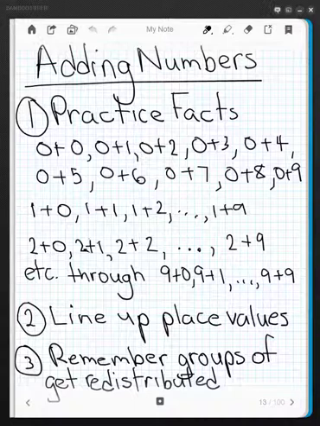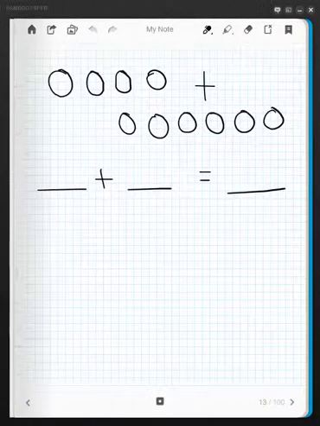And make sure that you know all of those facts very, very well. It will make your job much easier when you go to add bigger numbers. And then when we talk about subtraction, it will be much easier as well. Now, the first thing that we need to know after we know our basic facts is that place values have to be lined up in order to add them up. And we're going to remember that groups of perfect 10 get redistributed. So let's take a look at these.